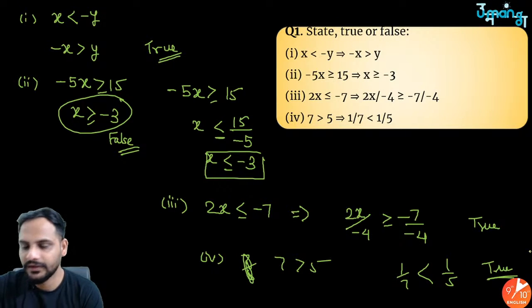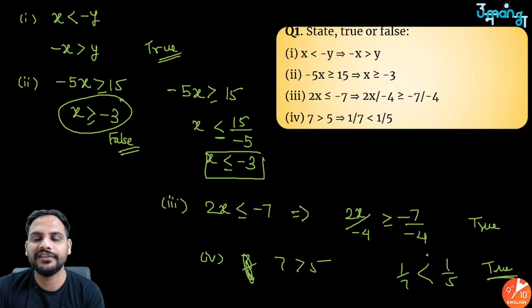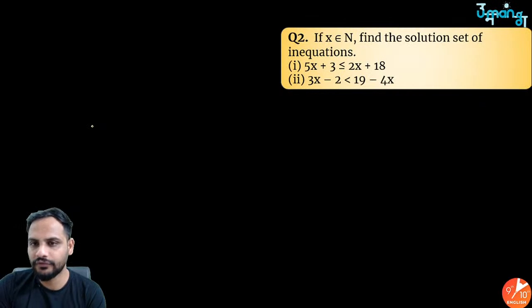Correct? Yes. So remember, the third one is true because we are dividing on both the sides by a negative number. Suppose if I was dividing by 4, in that case the sign will not change. But since I am dividing by a negative number on both the sides, the sign must reverse. In the second one, why is it false? Because when you have divided 15 by minus 5, the sign has to be changed. But the sign has not been changed, that is why it was false. Okay, got it? Is it clear? Now let's go for the next question.